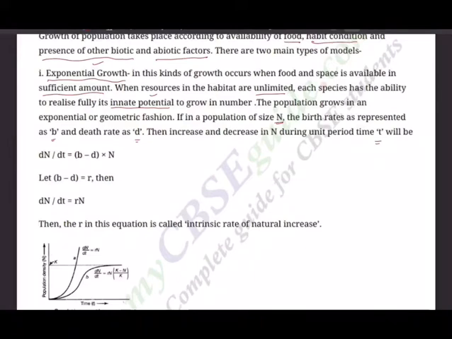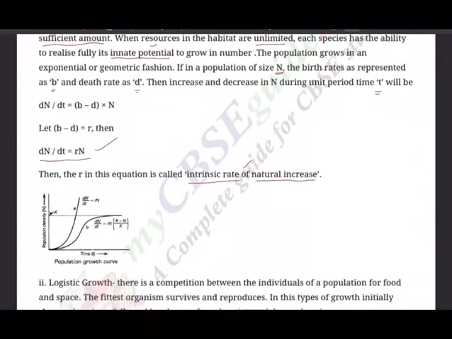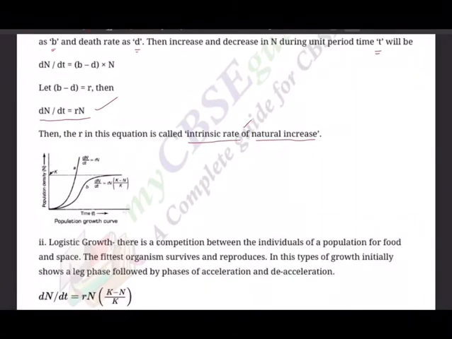Let birth rate minus death rate be a constant, let's say r. Then obviously it becomes dN/dt = rN. The r in this equation is called the intrinsic rate of natural increase. r is called the intrinsic rate of natural increase.